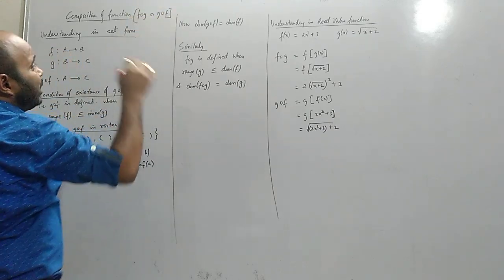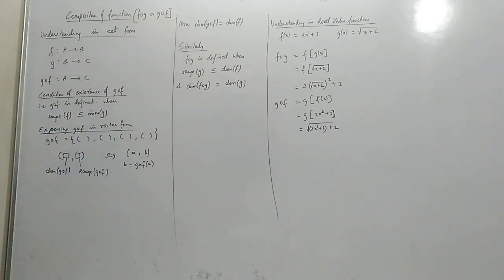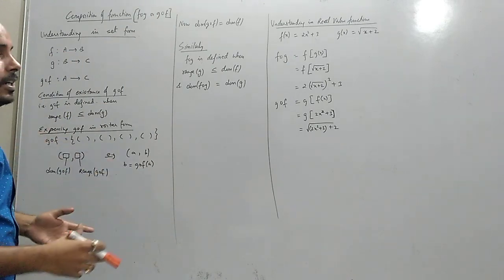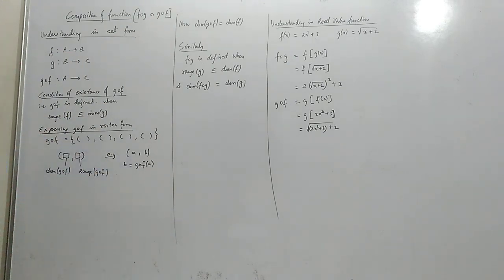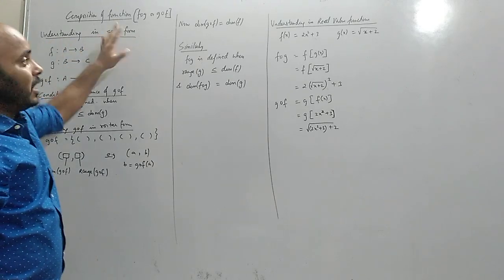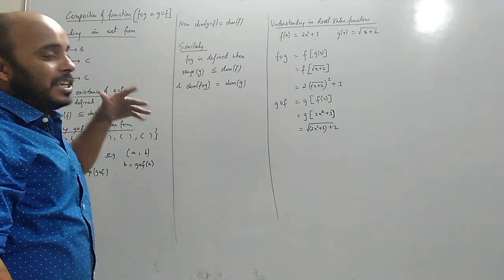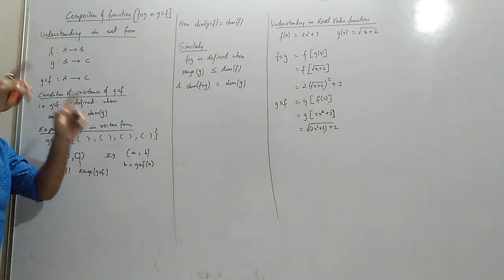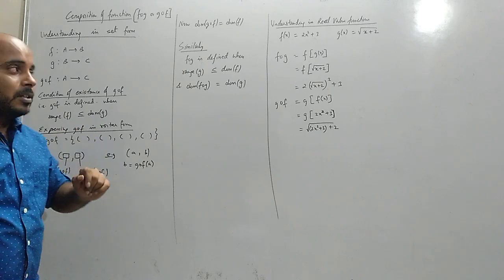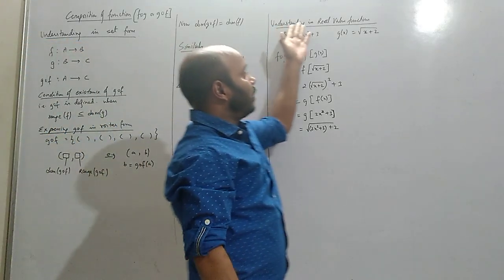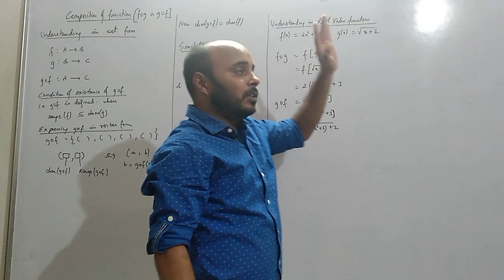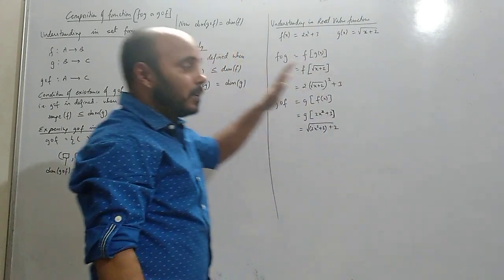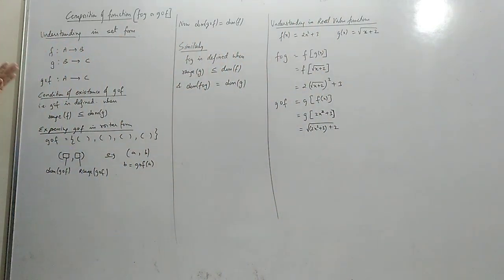Now to understand this FOG and GOF, we need to understand it in two different ways. One is understanding in set form. If the functions are given in set form, you know what a function is: a set which has ordered pairs inside. Or if the functions are given as real value functions, then the way of doing it is different. So how to find compositions? Let's talk about set form first.